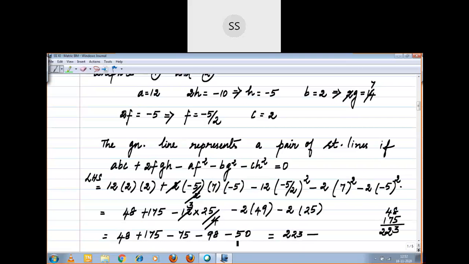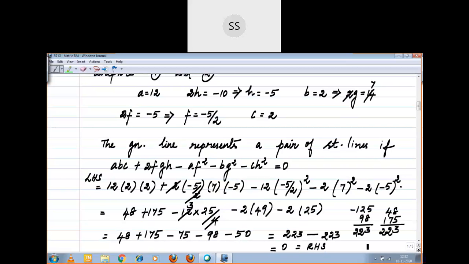223 minus, see here, 75 minus 50. 75 minus 50 minus 125, minus 125 minus 98. Then add 13, remaining 1, 10, 12, remaining 1, 2. So 223, which is equal to 0.